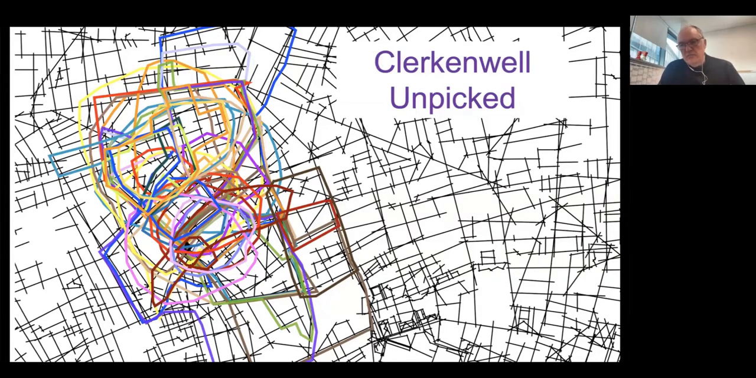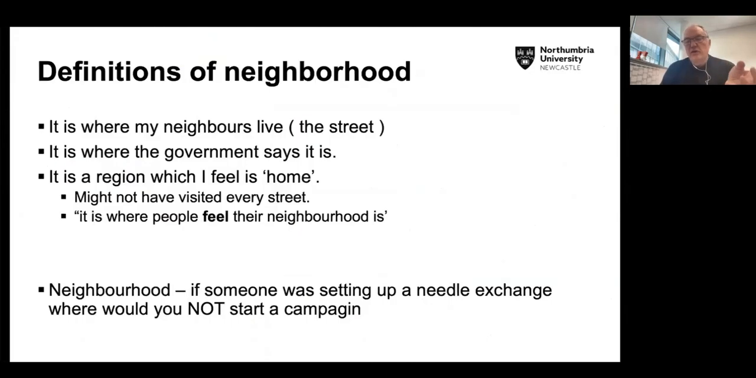If you look at them, as we're working, you've got to realize people work with different definitions of neighborhood in their head. The first one is the neighborhood is where my neighbors live. Literally, it's the next door people. So that's one representation.